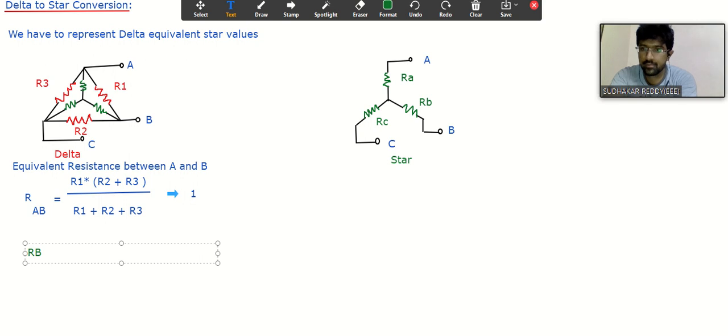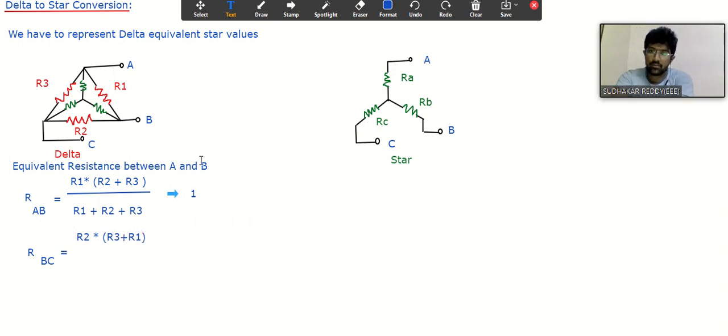Can we try now? So B and C. So corresponding to B and C, which resistor is in parallel to which resistance? We can easily identify, right? When it comes to RBC, we are finding the equivalent resistance between B and C. Now this R1 and R3, these two are in series, and again they are parallel to R2. That means I can write like this: R2 is in parallel to the series combination of R3 plus R1.